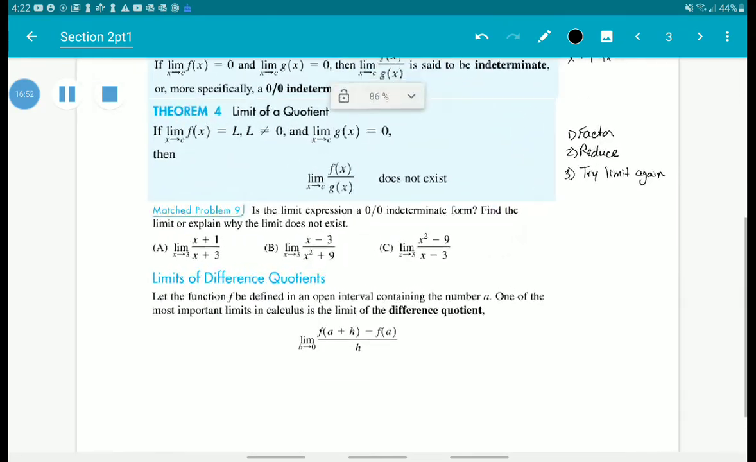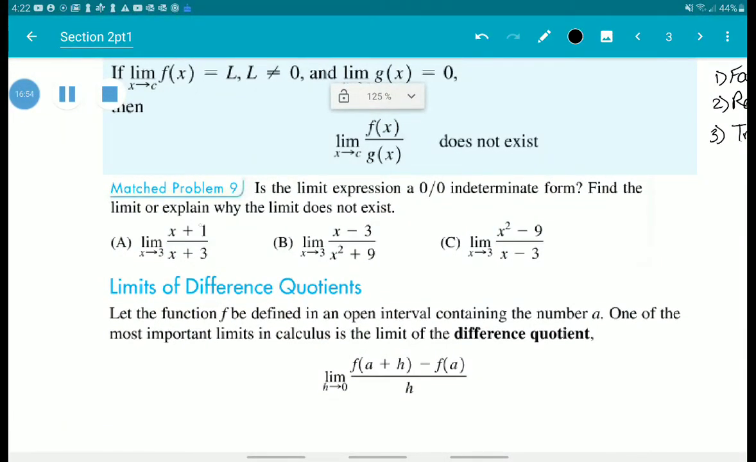So just for fun, I want to do a couple more. Let's look at matched problem 9. In matched problem 9, we're asking for a few limits, and we're going to determine, can we find the limit, or is it an indeterminate form, and do we need to tweak before? If we look at that first one, if we were to substitute in a 3, we have 3 plus 1 over 3 plus 3, which is 4 over 6, which reduces to 2/3. So that limit we can find as is. There are no issues with that one.